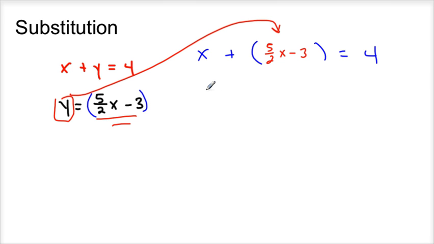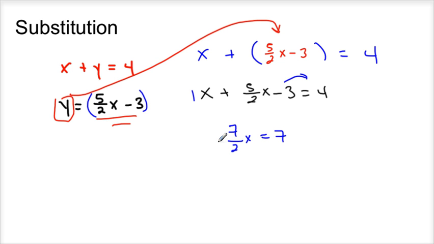So now let's solve this equation. So I have x plus 5 halves x, I could drop my parentheses here, I'll just rewrite it, minus 3 equals 4. I can combine like terms. So 1x plus 5 halves x is 7 halves x. And bring my 3 over, adding 3 to both sides, which is equal to 7. So now I have 7 halves x equals 7. I can multiply this by its reciprocal, 2 sevenths. My 2's will simplify, leaving me with just x. x equals 2.